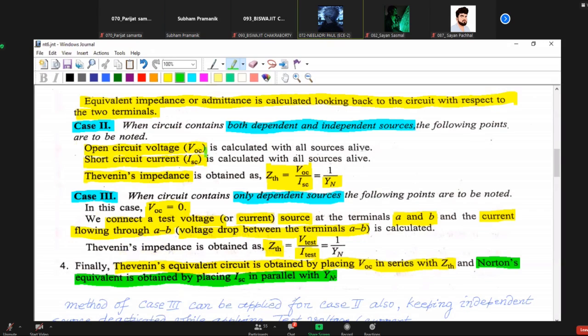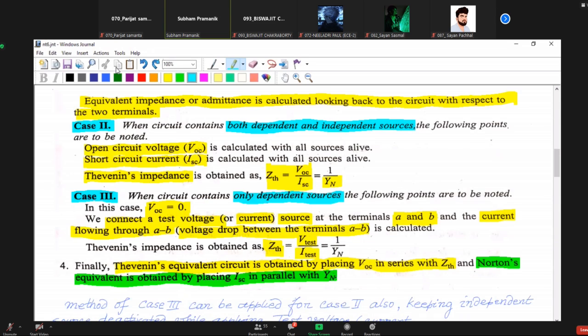Why do we connect a voltage source? Yes, are you saying something? Sir, in case of dependent sources, why are we connecting a voltage source, the test voltage? I didn't understand that. See, in this case, there is no direct way of finding VOC. So that's why we are connecting an additional voltage source as a test voltage, so that it can deliver a current.